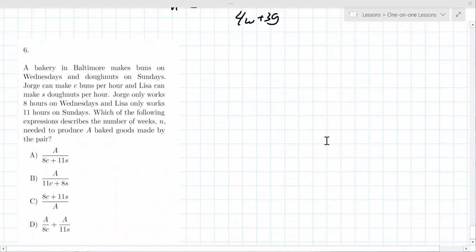Okay, so give this one a try. We'll take about 60 seconds and see if you can get that one down. No, isn't it just A?